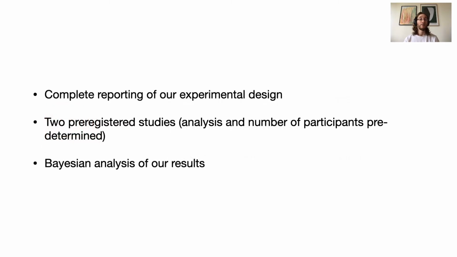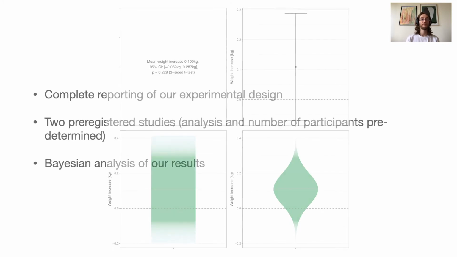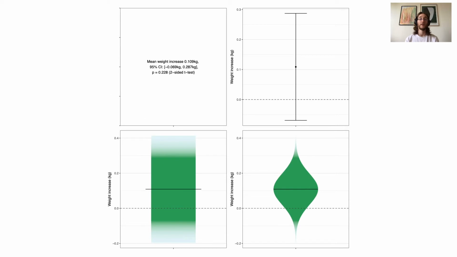In contrast, here we propose a complete reporting of our experimental design, 2 pre-registered studies, and a Bayesian analysis of our results to avoid having to do a manual classification of results. So let's start with the first experiment and its 4 conditions. The first condition is a textual version of the p-value and the confidence interval. The second condition is a classical 95% confidence interval with the bars at 95%.